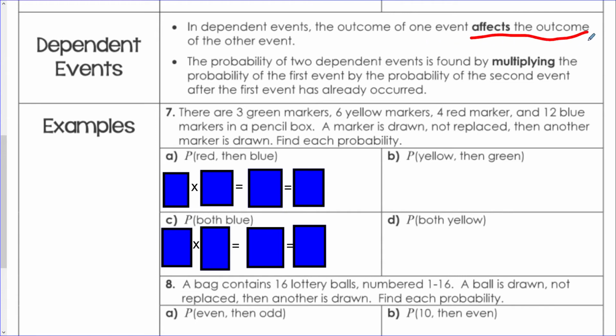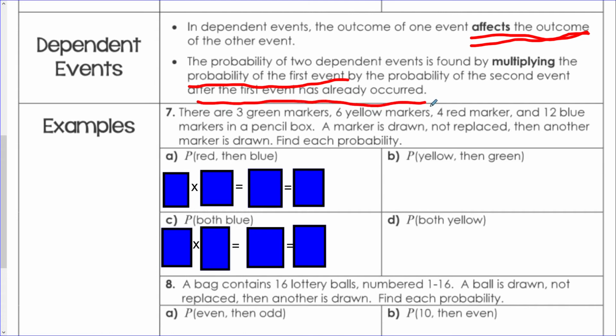All right, so in dependent events, the outcome of one event does affect the outcome. Okay, so it does affect that outcome, again, because that's what dependent means. The events are dependent on each other. Now, you still use multiplying to find your answer. So the probability of 2 dependent events is found by multiplying the probability of the first event by the probability of the second event after the first event has already occurred.